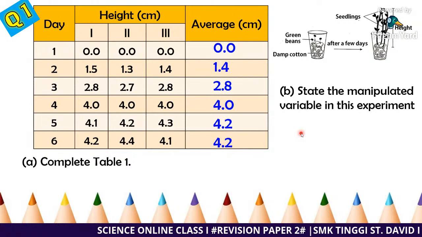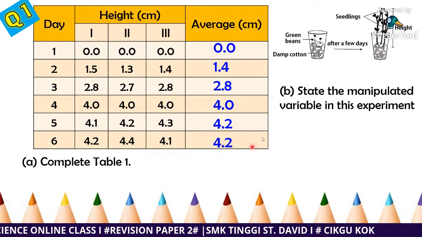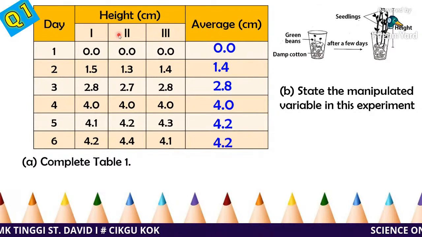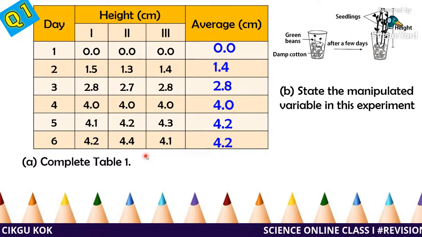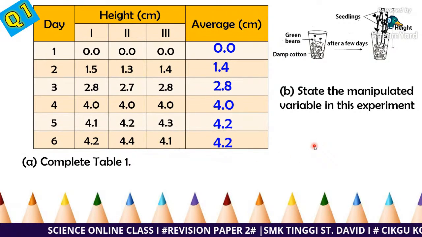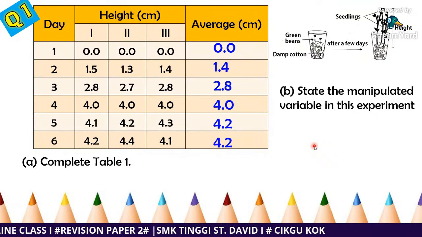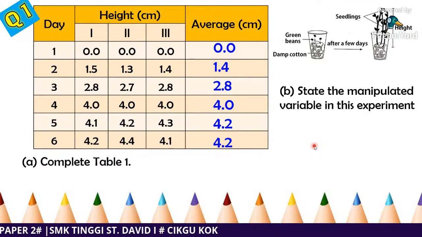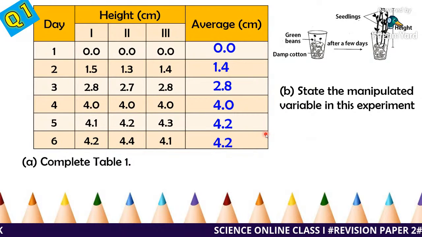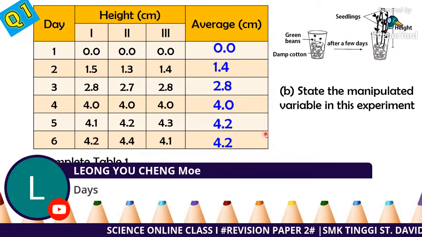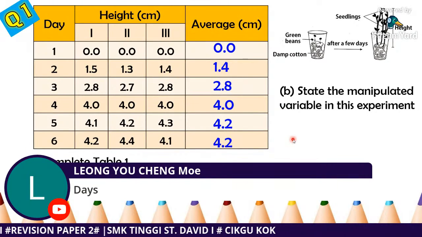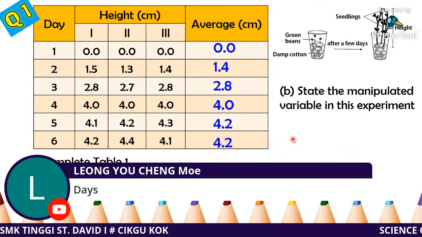So one more, from your table you can find the answer. I told you already the height is the responding variable. So which other one should be the manipulated variable? Okay, answer please. Okay, I get the answer from Leon. Leon gives me the answer: days.